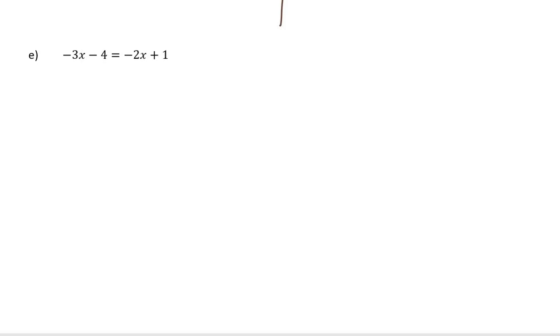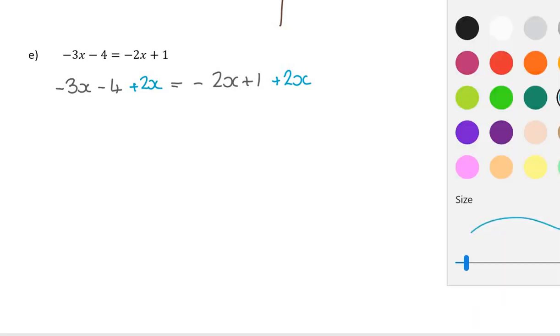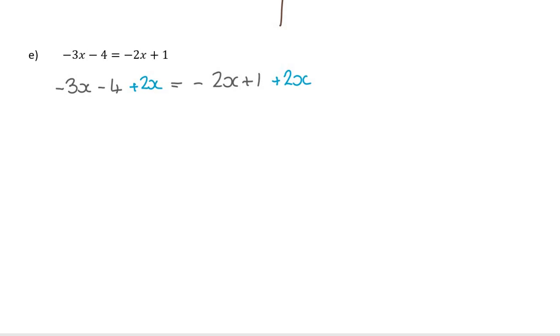Okay, let's try E. Definitely a Beyonce type question because there's x's on both sides. So I want to get my letters to the left, which means that minus 2x on the right is in the wrong place for me. So to get rid of it, I'm going to add 2x to both sides. Don't forget, you don't have to write it like this. Now minus 3x plus 2x is minus x, minus 4. Negative 2x plus 2x cancels, and I'm left with 1.